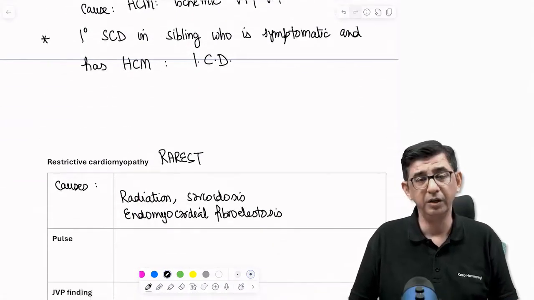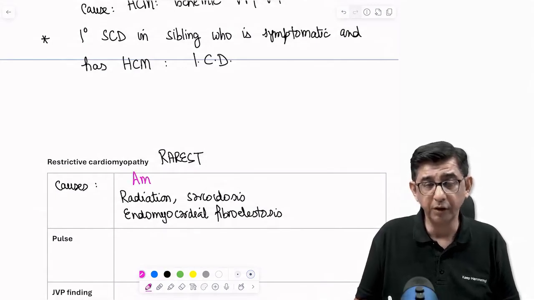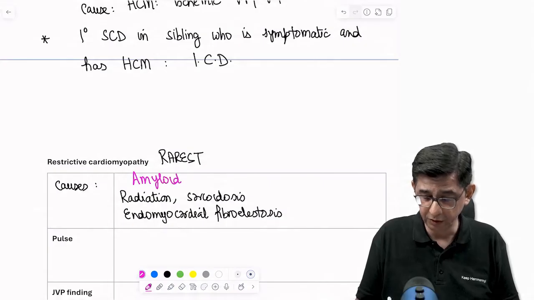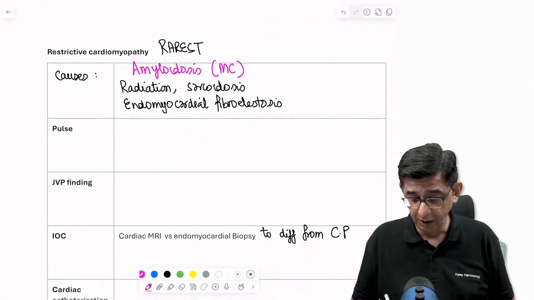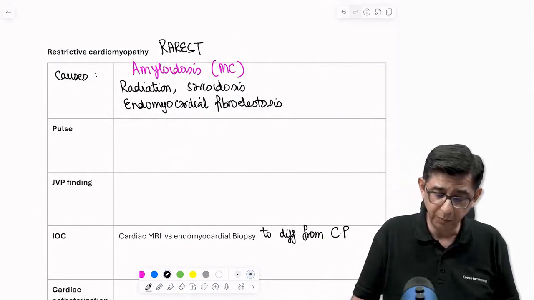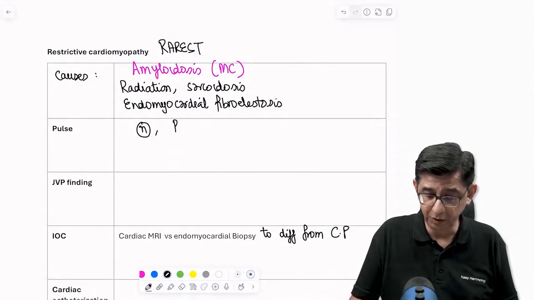Now I will mention the rarest type of cardiomyopathy. That's the language of the question: what is overall the most common cause of the rarest type of cardiomyopathy? It is restrictive cardiomyopathy. In this condition, sometimes the pulse can be normal, but in some cases there can even be a presence of pulsus paradoxus.